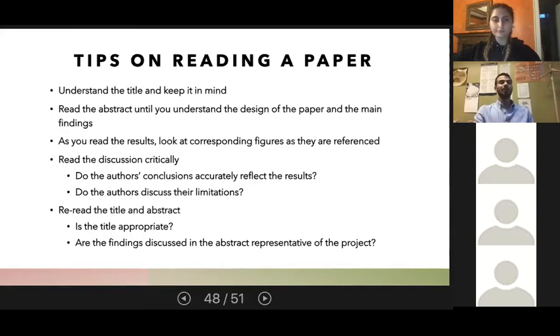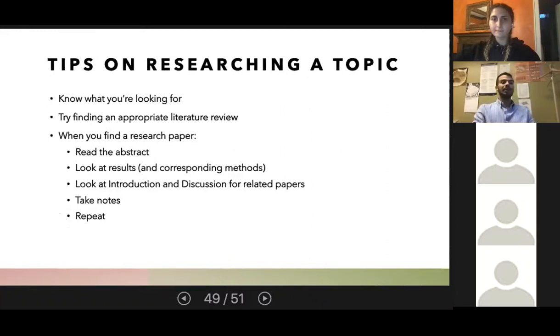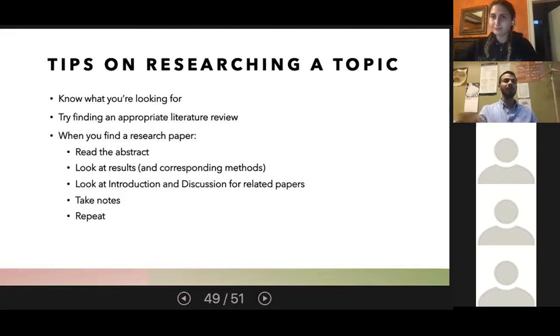So these are tips on reading a specific paper, for example, that you're assigned. Here I have a few tips on researching a topic. This is more useful if you're giving a presentation on a general topic, or you just joined a lab and you want to get up to speed about the research they do in the field in general. So first, and the most important thing, is know what you're looking for.